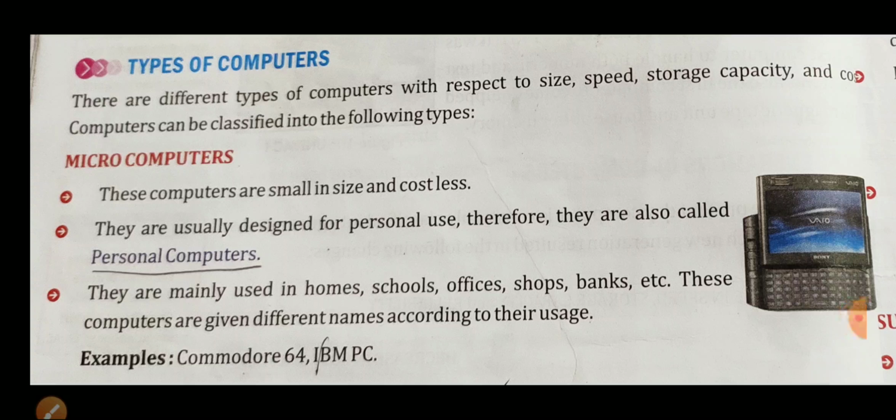These computers are small in size and cost less. They are usually designed for personal use. Therefore, they are also called personal computers. They are mainly used in homes, schools, offices, shops, banks, etc. These computers are given different names according to their use. Example: Commodore 64, IBM PC.